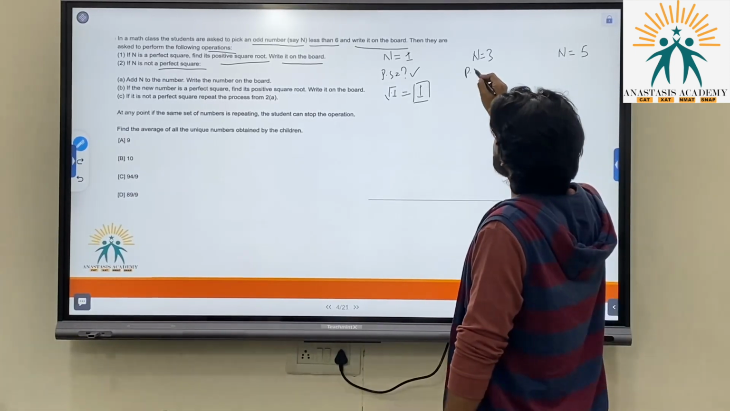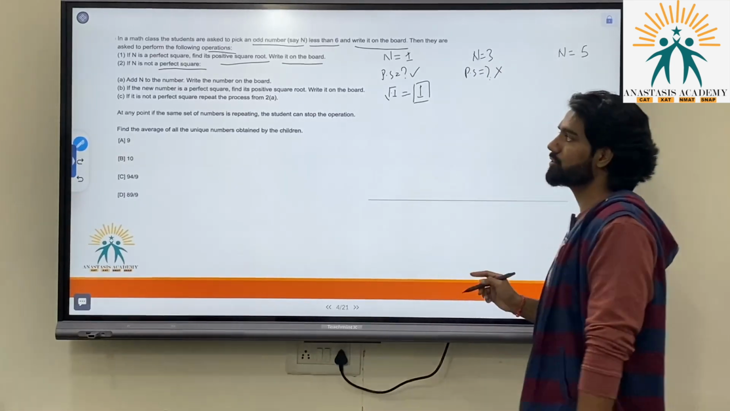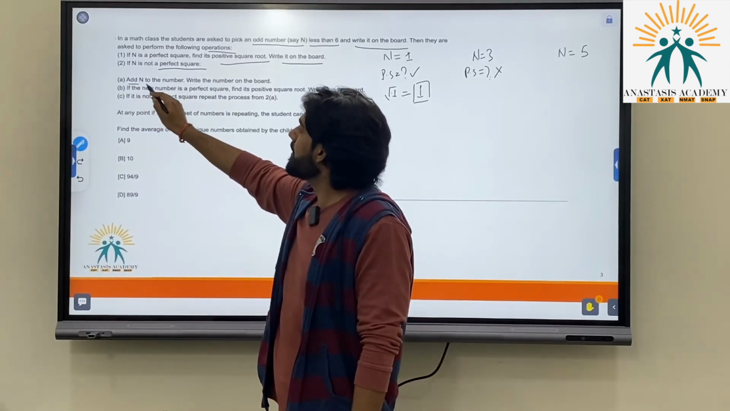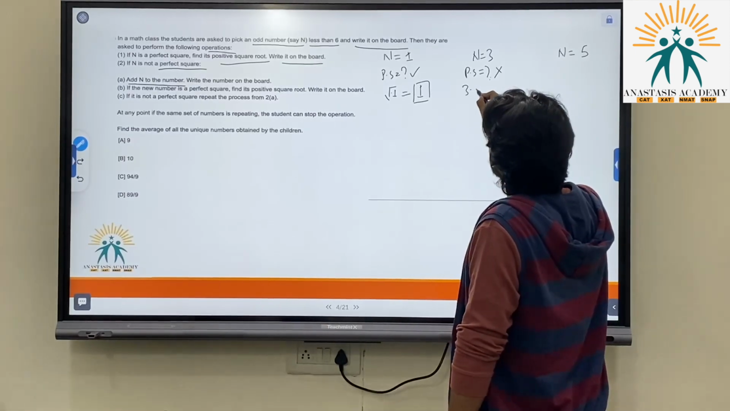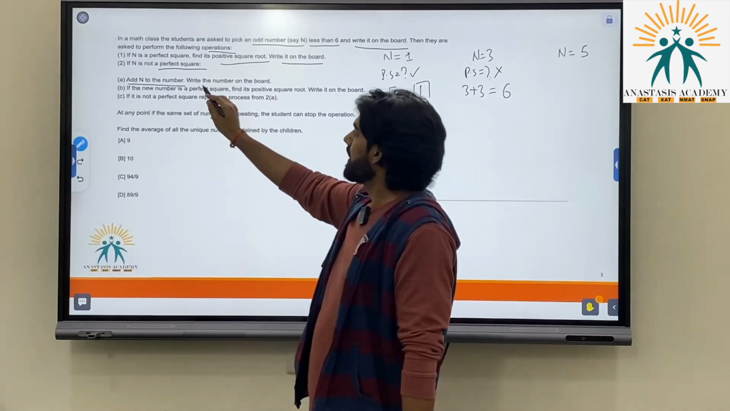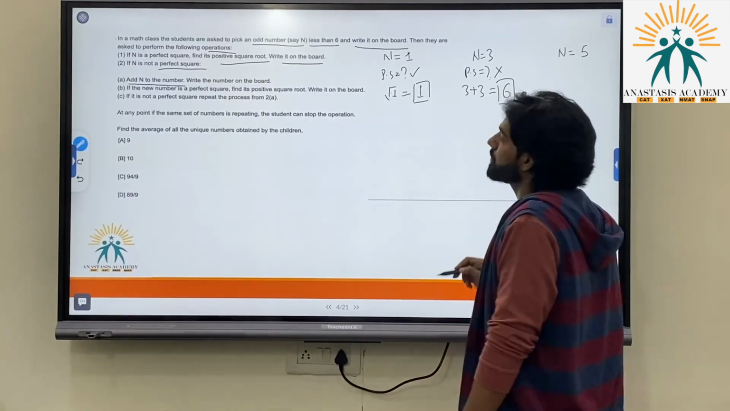Now I have picked number 3, the second odd number less than 6. Is it a perfect square? No, it is not. So I have to perform these operations now. Add n to the number, n which is 3. So I am adding n to the number and it becomes 6. Now I have to first write the number on the board. So I have written 6 on the board.